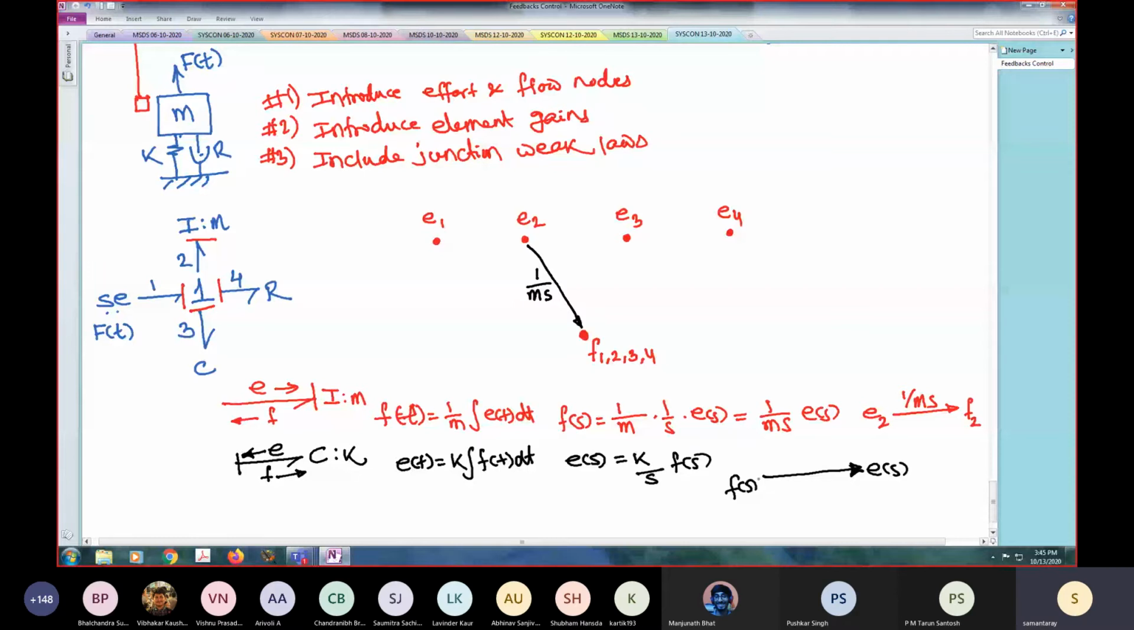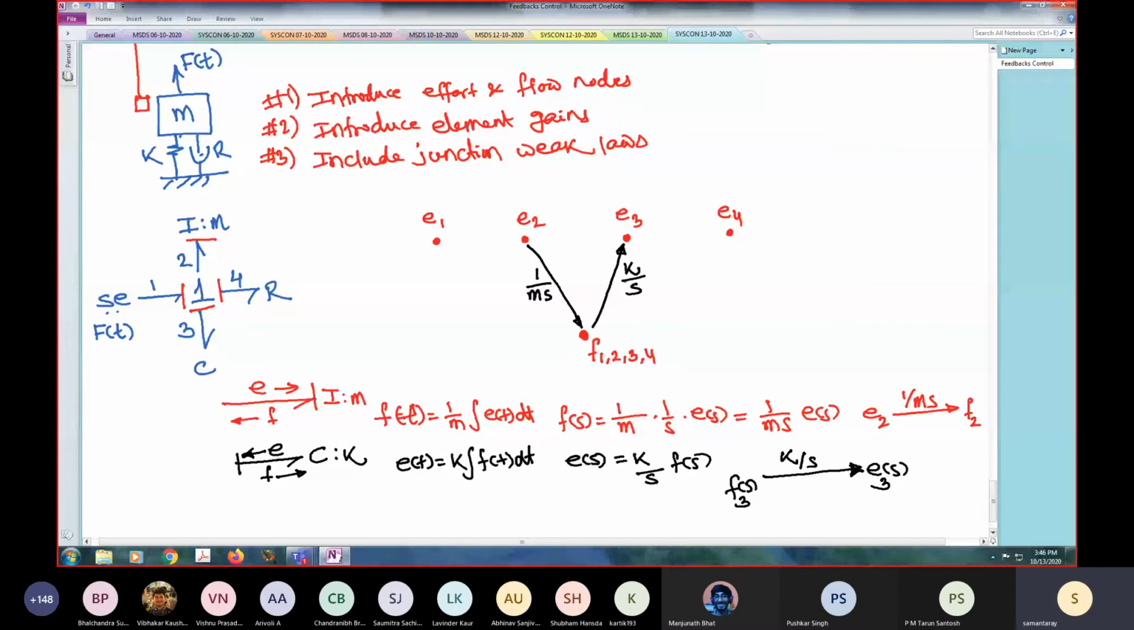You cannot reverse it. You cannot say that I will say E(s) to F(s), it is s by k or minus k by s. No, as per causality, this gain will be k by s. So here it is F3 to E3. All these are basically in s. We are not writing E1(s), E2(s) like that. I have just written E1, E2. It's understood that these are in Laplace domain. So from F3 to E3, it is k by s.